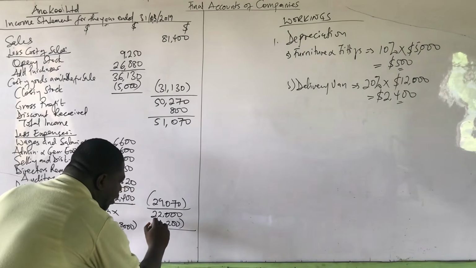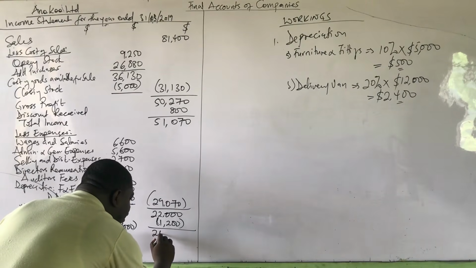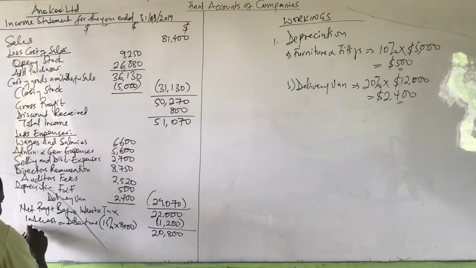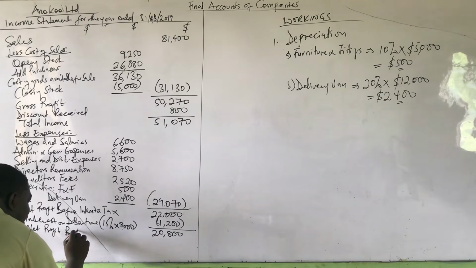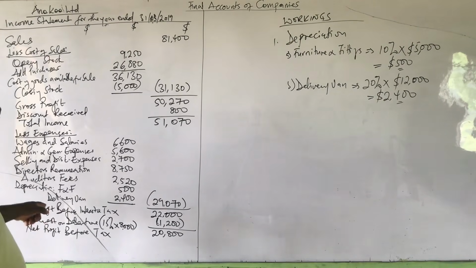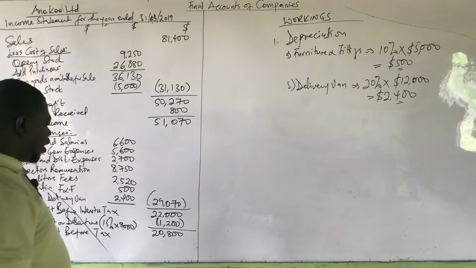So in brackets, I put that in brackets. So I have a figure of 20,800 as a new profit, and I'm going to call it net profit before tax. So you see the difference. Over here we have net profit before interest and tax to be 22,000.